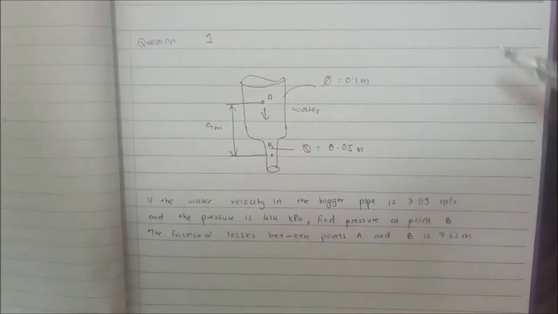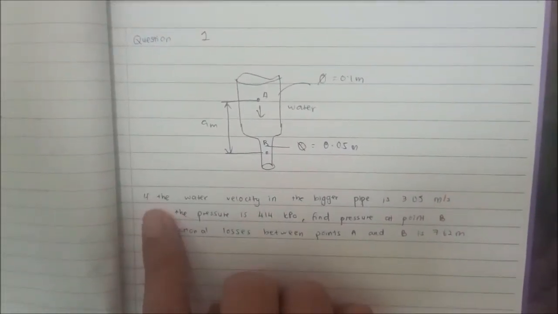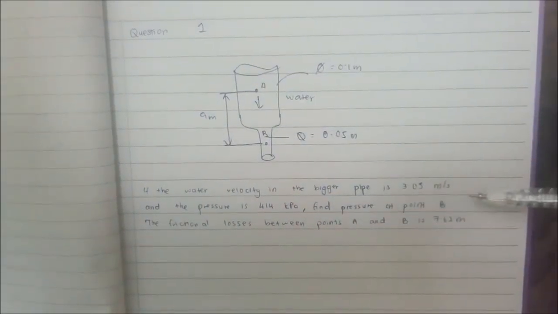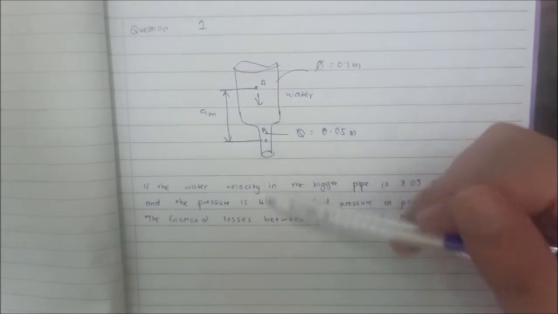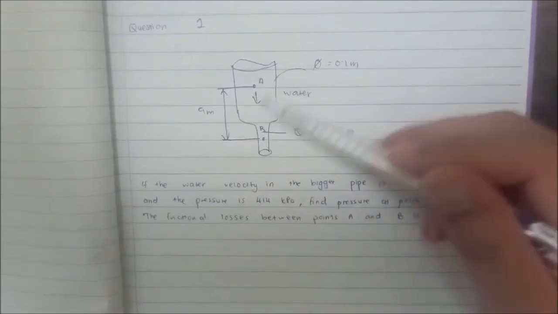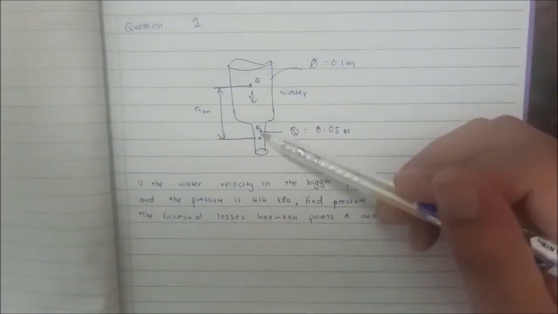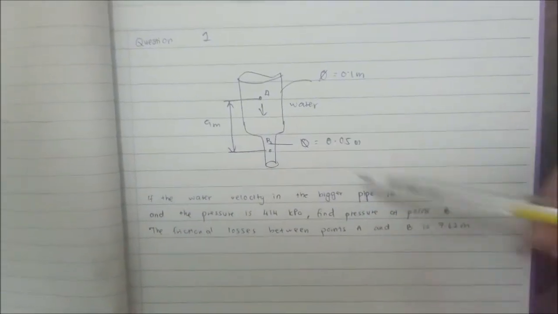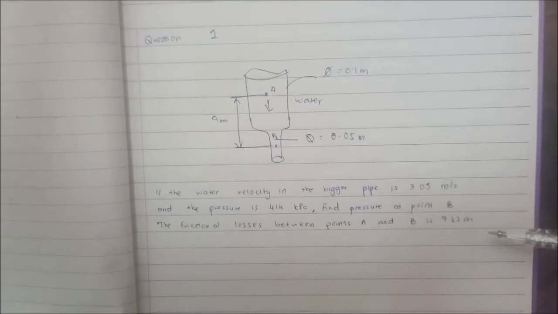So this is question number one. The question states: if the water velocity in the bigger pipe is 3.05 meters per second, and the pressure here is 414 kPa, find the pressure at point B. This is point B. This is point A. The frictional loss between point A and B is 7.62 meters.